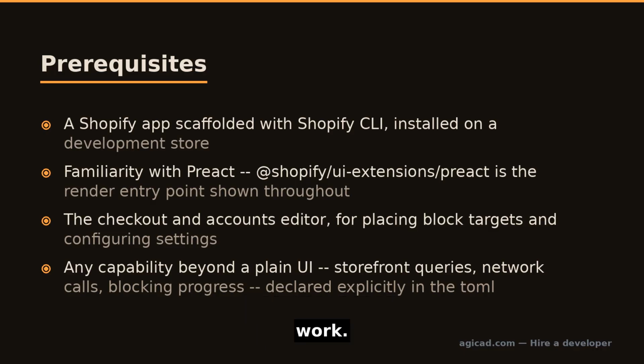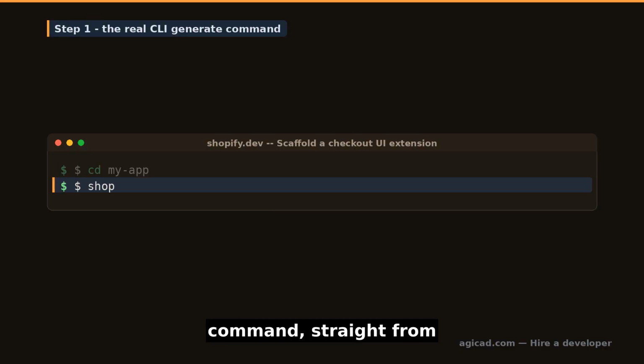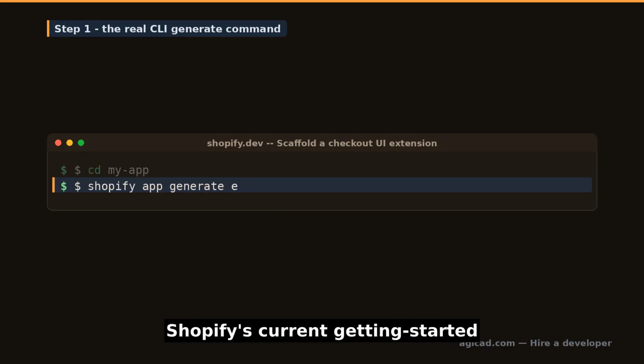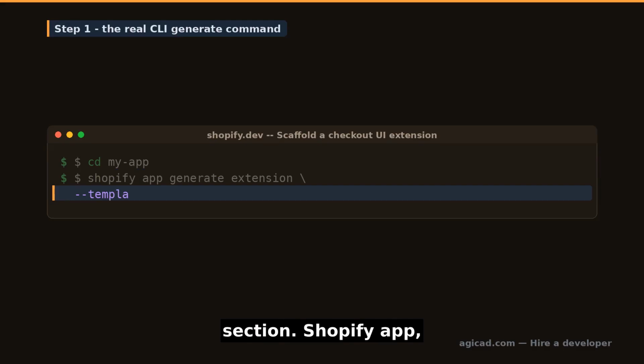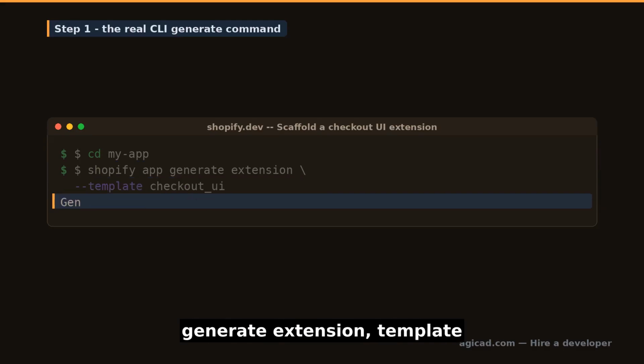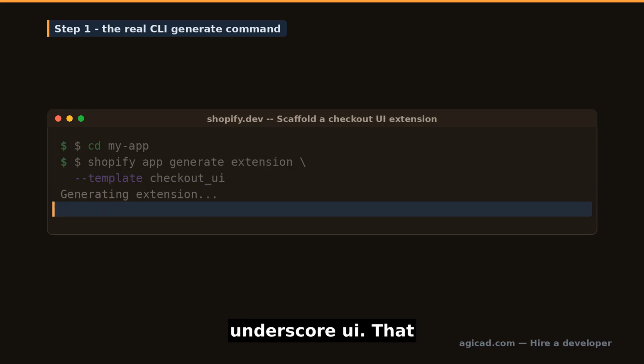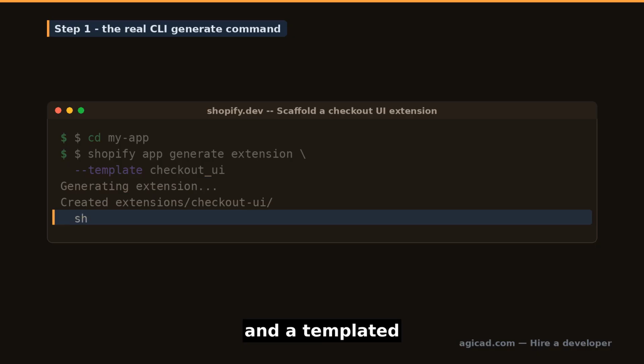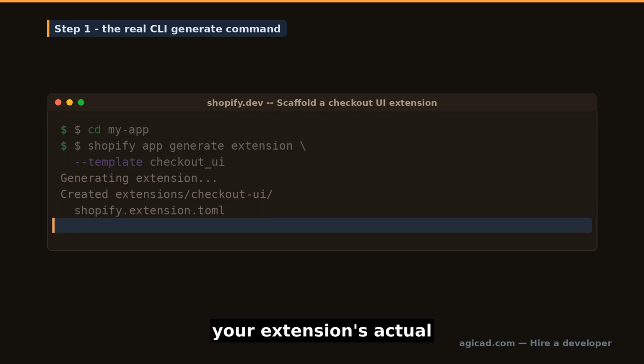The real scaffold command, straight from Shopify's current Getting Started section: shopify app generate extension, template set to checkout_ui. That creates a file framework, a TOML configuration file, and a templated checkout JSX file where your extension's actual code goes. Every real extension we look at for the rest of this episode is a variation on exactly this starting point.